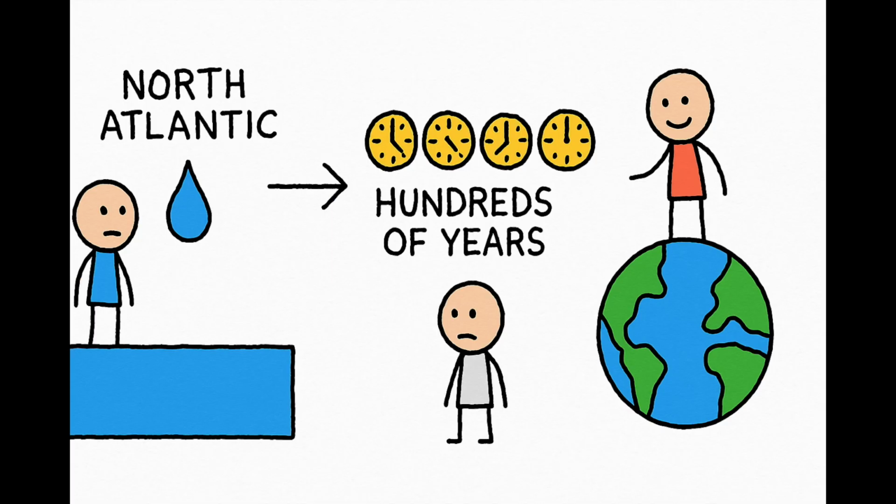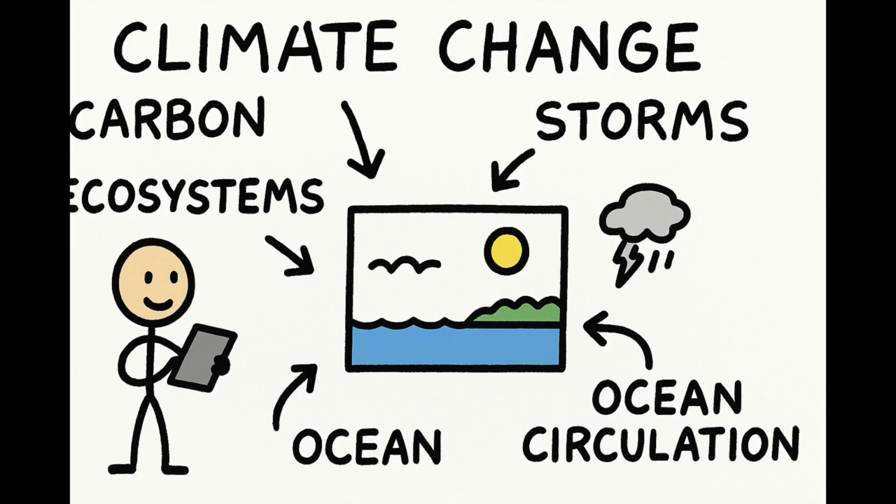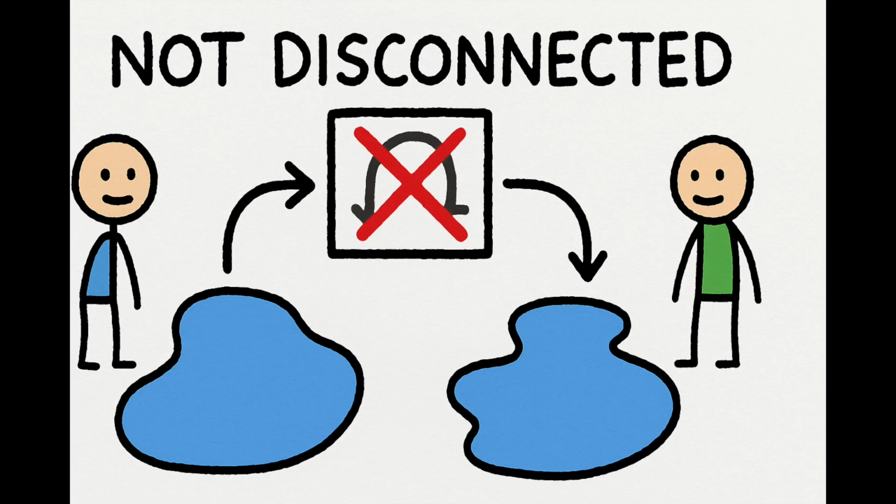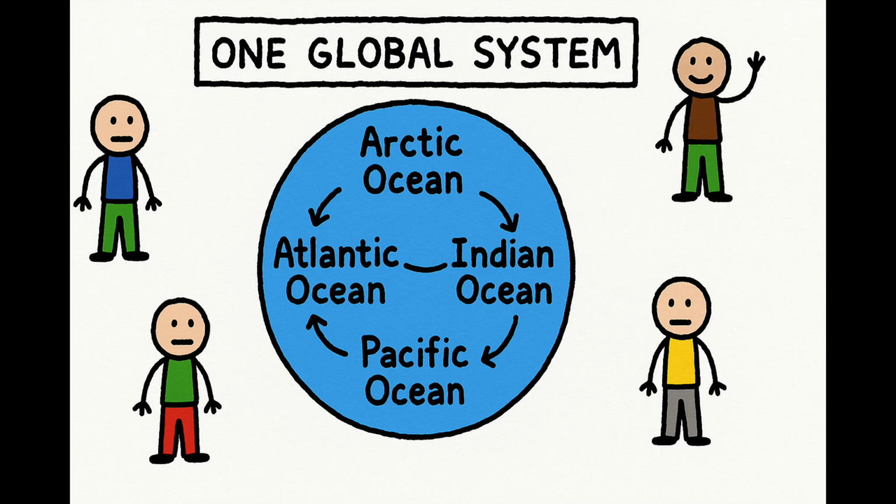Some water that sinks in the North Atlantic may take hundreds or even thousands of years to reappear somewhere else in the world's ocean. Studying ocean fronts helps scientists understand climate change, carbon storage in the oceans, marine ecosystems, storm formation, and long-term ocean circulation. These boundaries are not evidence that the oceans are disconnected. They're evidence that different water masses retain unique characteristics while participating in a larger global system.